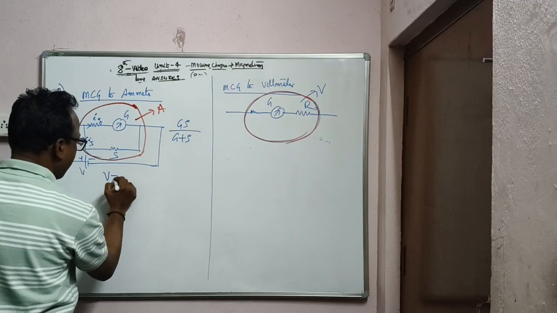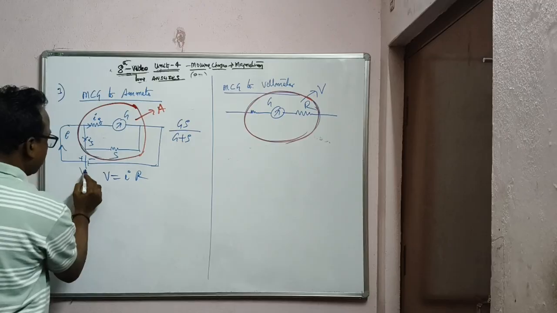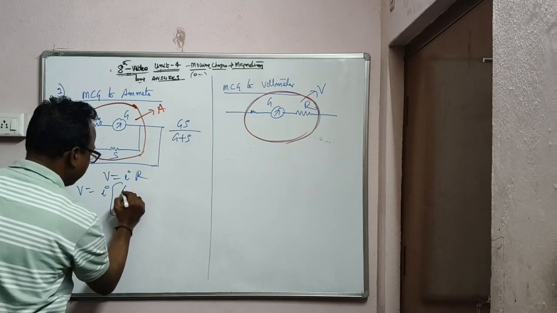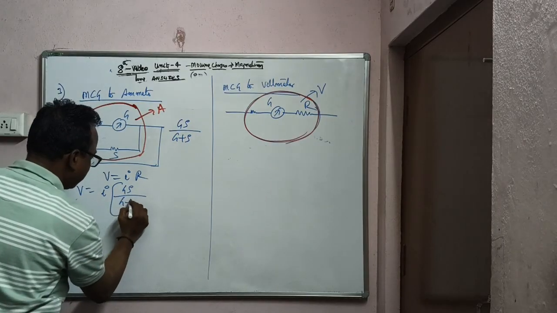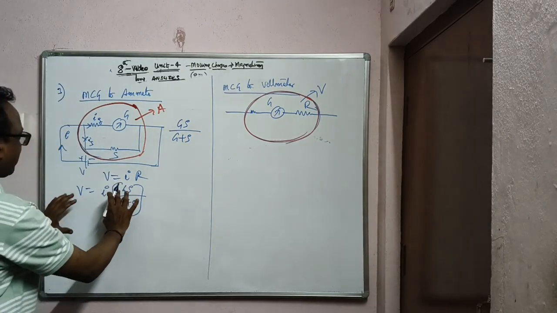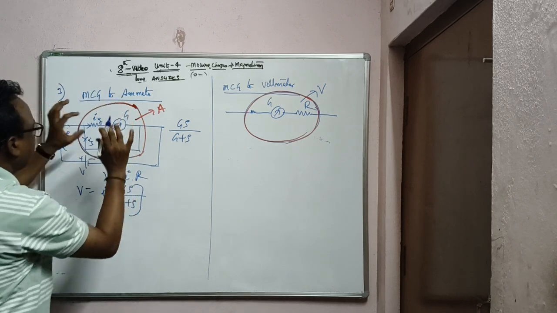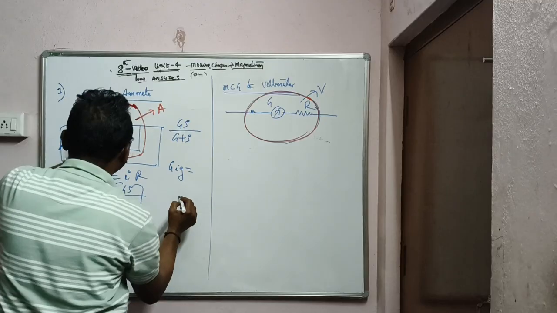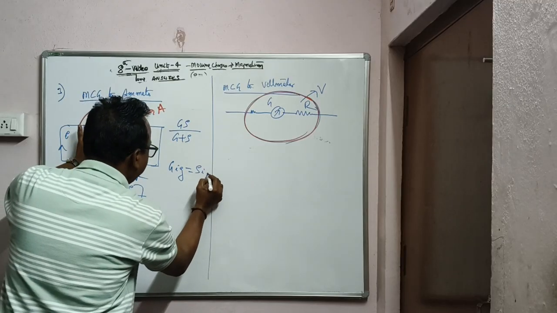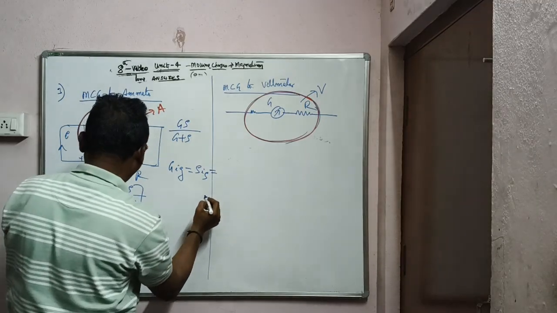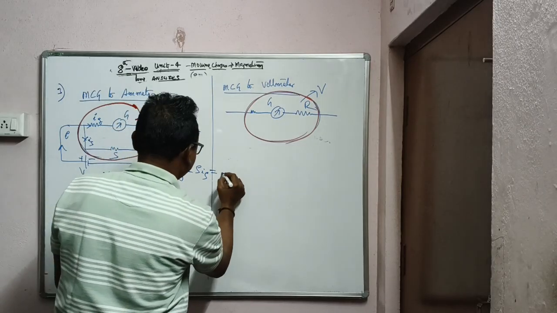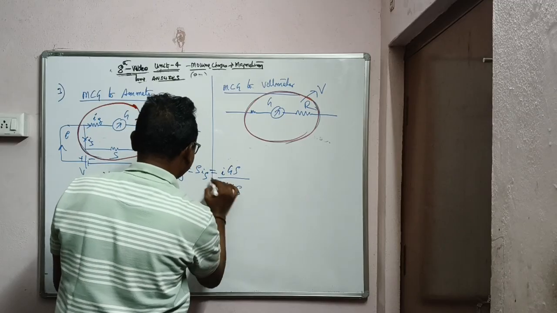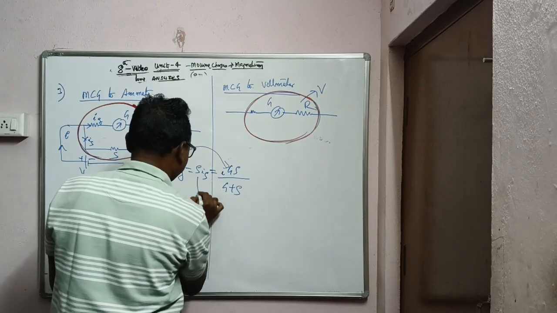So according to Ohm's law, V is equal to IR. So total voltage is equal to total current into effective resistance, that is G into S by G plus S. But this potential is constant even here and here. So what is potential here? G into IG. What is potential here? S into IS. And this should be equal to what? Again, this potential V, that is I into G into S by G plus S. Either you use this equation or this one.